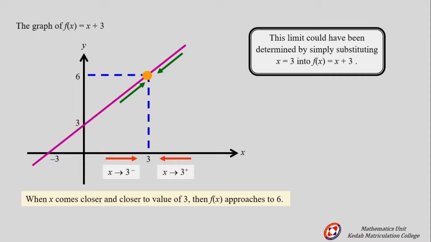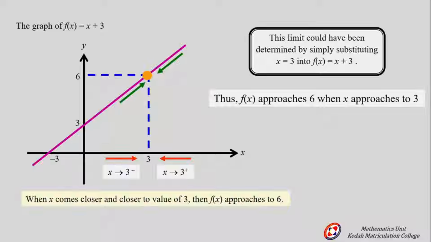So, the conclusion for this example is thus f(x) approaches 6 when x approaches 3. In other words, it can be written as the limit of x plus 3 as x approaches 3, where we can substitute x equal to 3 into x plus 3 and get the value of the limit.